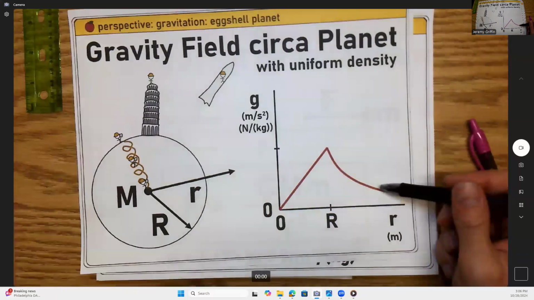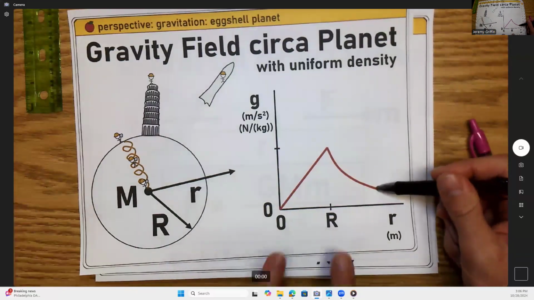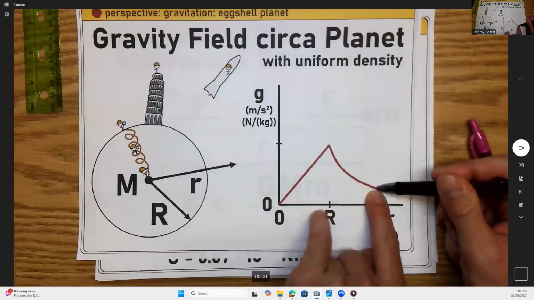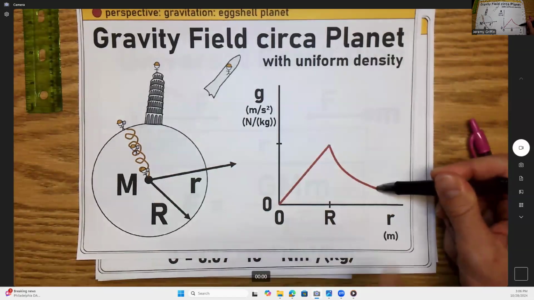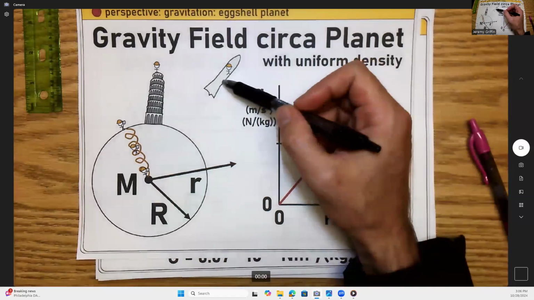Okay. That's, by the way, on this graph, that's this point right here. You see where you double your distance right here? You get, look at that. It's 1/4 of the gravity field, 1/4 of the force. Right? And then you take off in a rocket and you fly away.